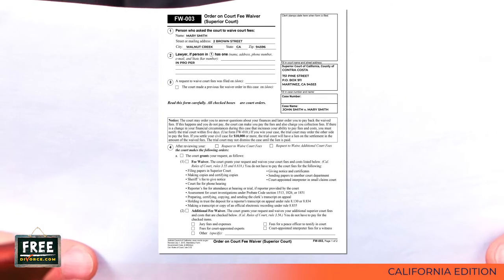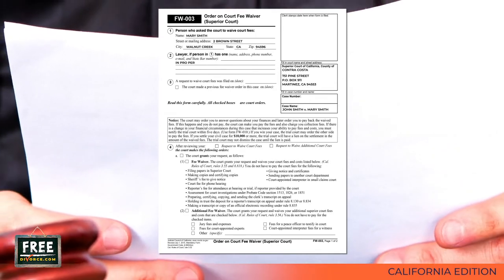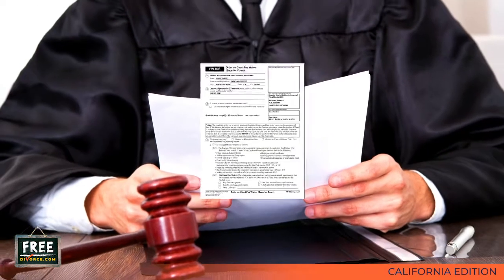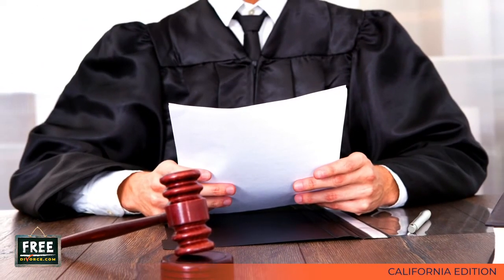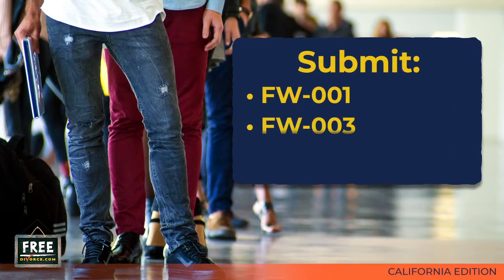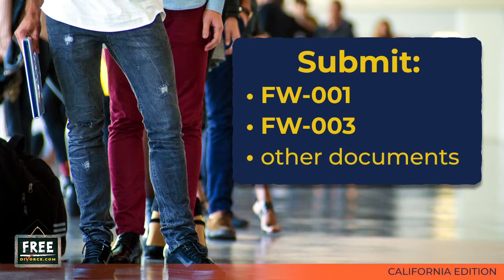After you have completed your fee waiver form, make 2 copies. Take your fee waiver form and the copies, together with your FW-003 form, to the court clerk. Submit your fee waiver form and the FW-003 form along with whatever additional documents you want to submit to the court.